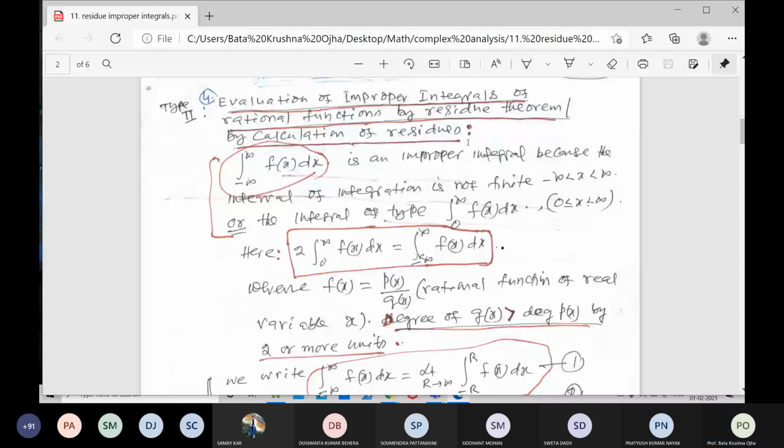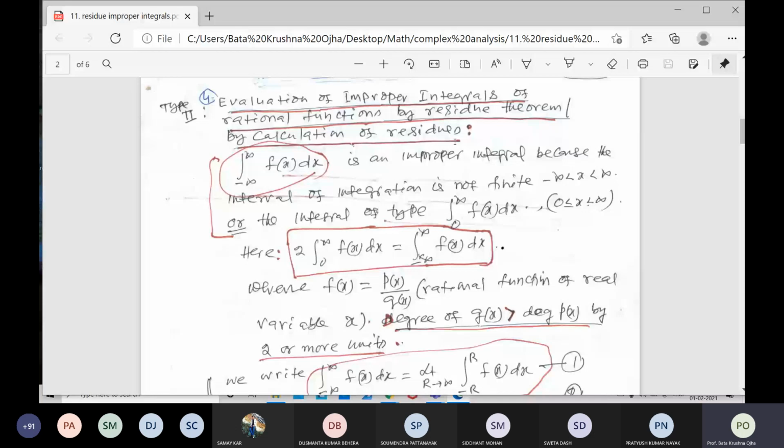The degree means the degree of x, right? If the degree of the numerator is x, the denominator should be 3 or more. If the degree of the numerator is x square, then at least it is x to the 4 or more: x^4, x^5, x^6, like that. That is degree 4, 5, 6. Therefore, these are the 2 restrictions.